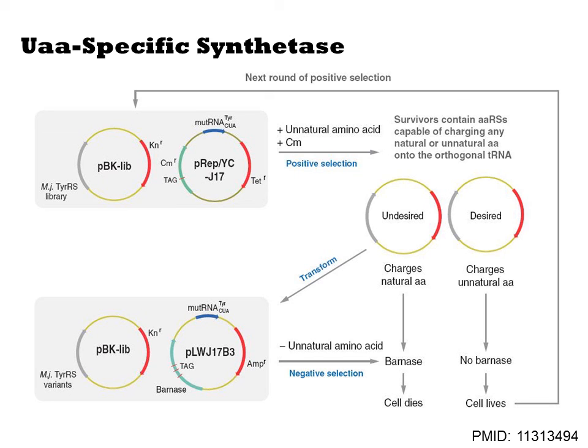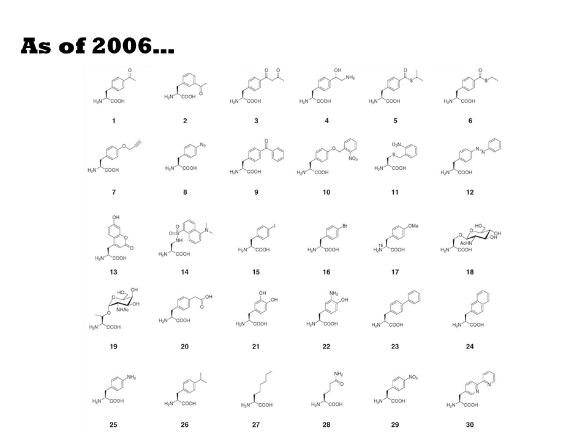Here, the pool of synthetase plasmids that pass the positive selection are introduced into cells containing the orthogonal tRNA and a Barnase gene encoding stop codons. The unnatural amino acid is omitted from the media, and thus the only active synthetases are the ones that still recognize the native amino acid. Those wild-type-like variants will thus kill the cell, leaving behind only those synthetases specific for the unnatural amino acid. As of 2006, 30 different unnatural amino acids had been incorporated using one of these engineered systems, and that list has continued to diversify since then.